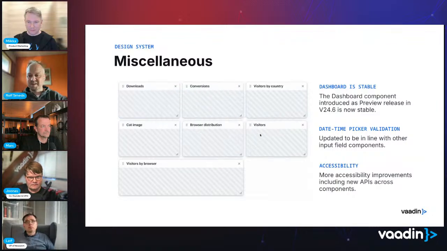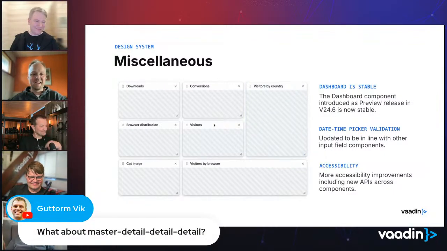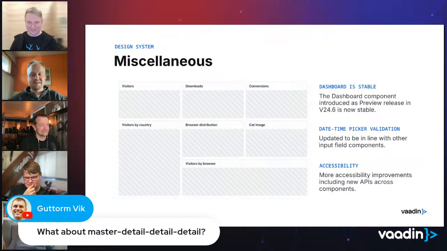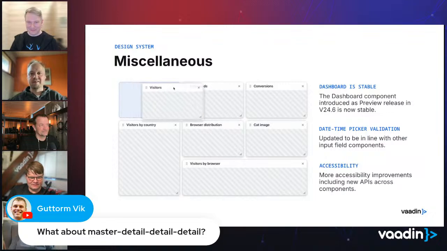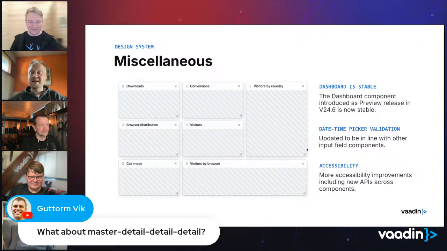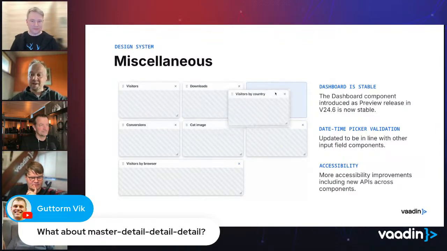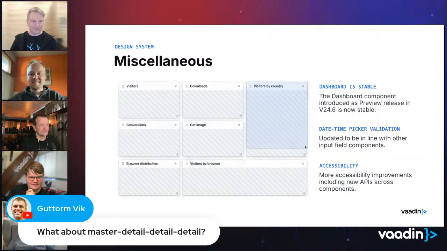I just want to answer a question here from Guttormvik. What about master detail? And yes, indeed, you should be able to nest master detail layouts within each other. So you can have a master detail layout where the detail area contains another master detail layout. You can do that. We're not entirely sure if it works the way we want it to work yet. For example, which of those nested master detail layouts should collapse into an overlay first, and so on. But it does work, and we would be super happy to get feedback on whether or not you feel that it works the way you want it to work.